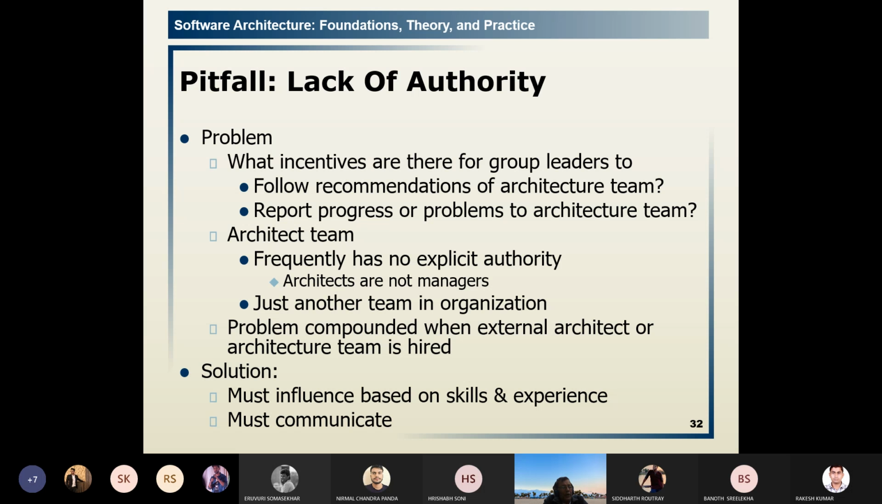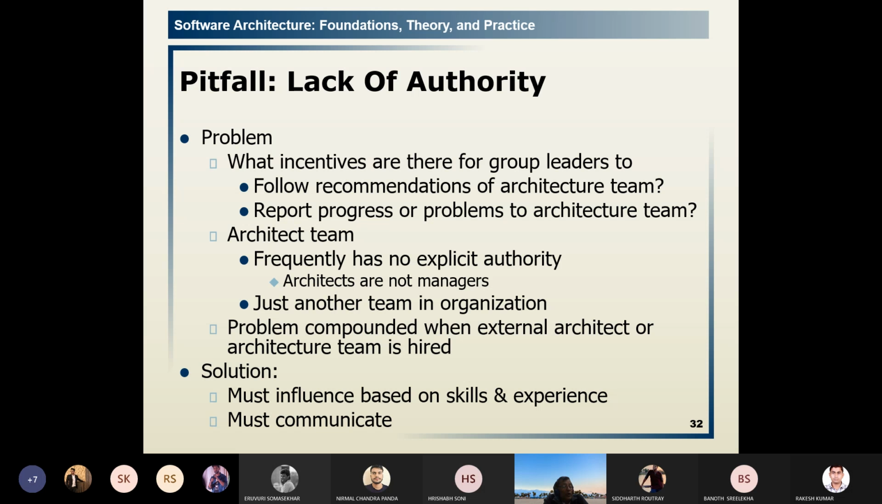What incentives are there for the group leaders? People need to be given some incentives. They have to be kept in good spirit because they are the leaders. Follow recommendations of architecture team. If I don't give incentive, then why will people listen to me? So they will only follow the recommendation of the team if some incentives are given, which in most cases are not given. Report progress or problems to architecture team, because of which the report of progress and problems is not available.